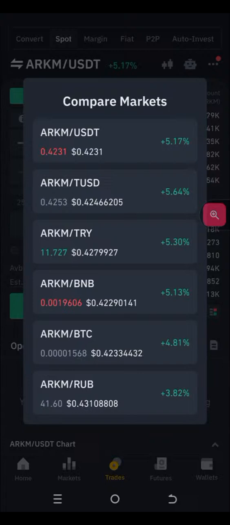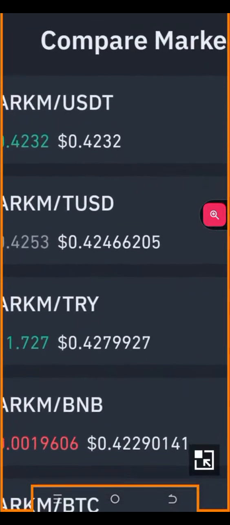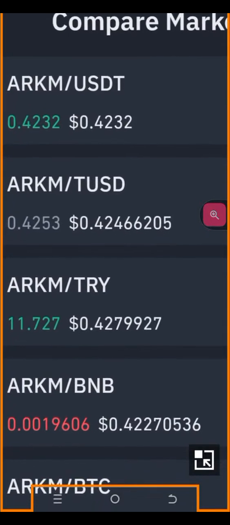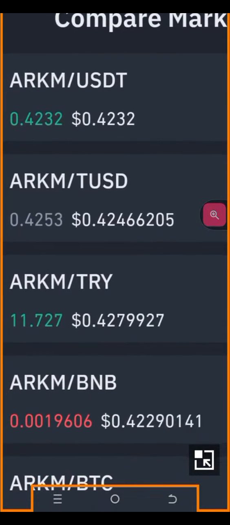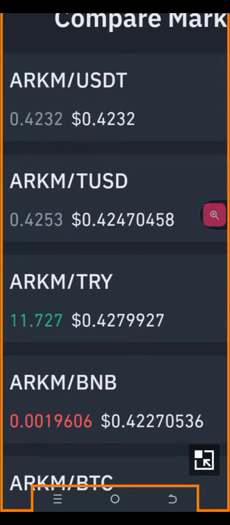So now let's look at this ARKM coin, which is 42 cents. Let me enlarge this so that we can see it better. Some of us may have had our currency denominated in our country's currency when we joined Binance. You can always go to settings to change to USD. That's how I like to look at the price. I'm in Nigeria, and I don't want to see it in naira. I always like to see it in USDT or USD, so it makes everything easy for me to see.